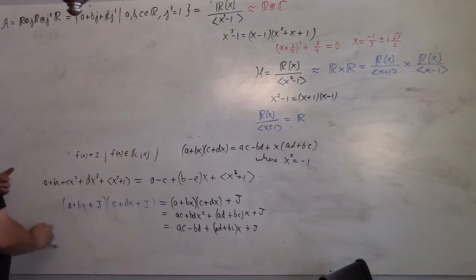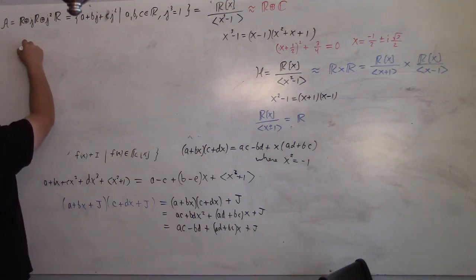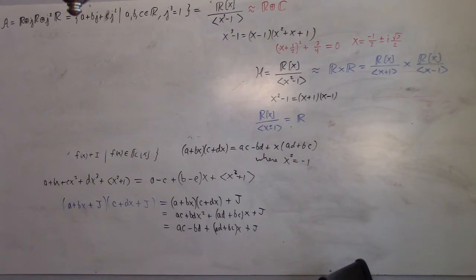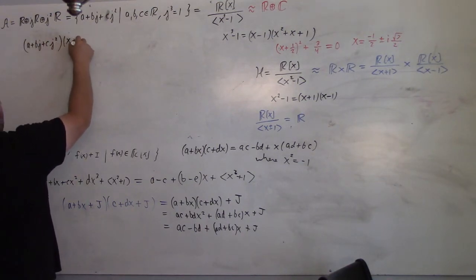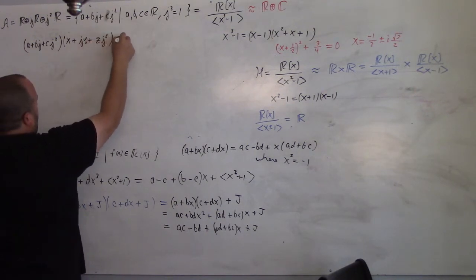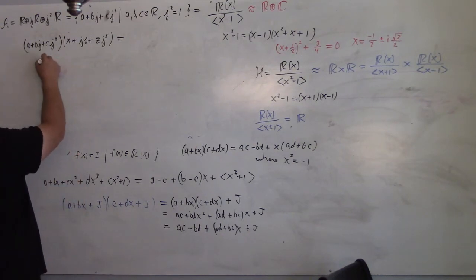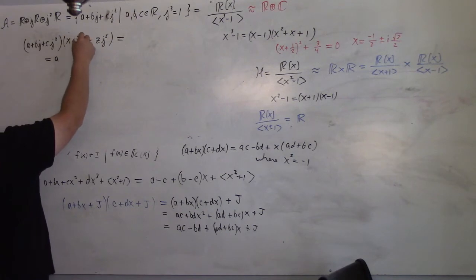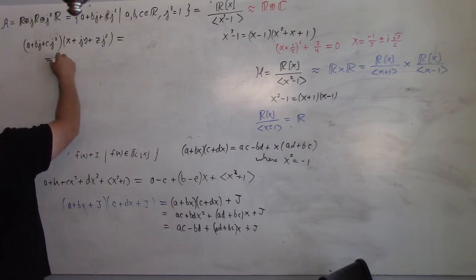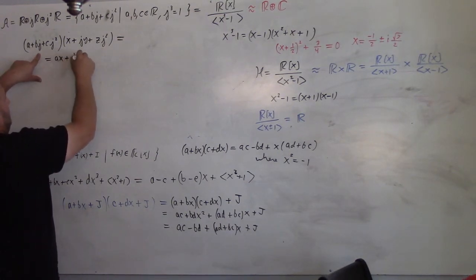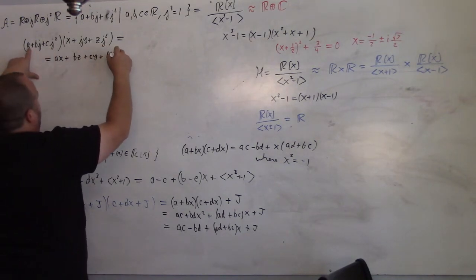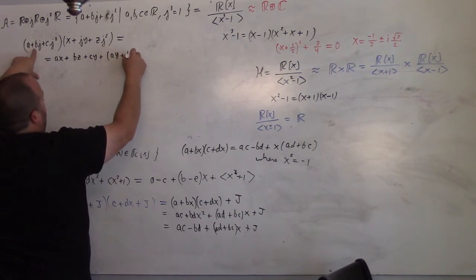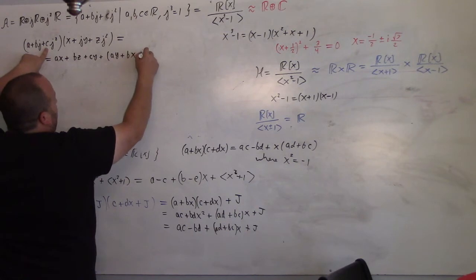Assume for a moment that it exists. So we have a plus bj plus cj squared times x plus jy plus zj squared, and you multiply them like normal. I'll work it out. That's ax, plus bz times j squared j, plus cy, and then the j terms: ay plus bx plus cz, because j squared times j squared is j, as you told me.